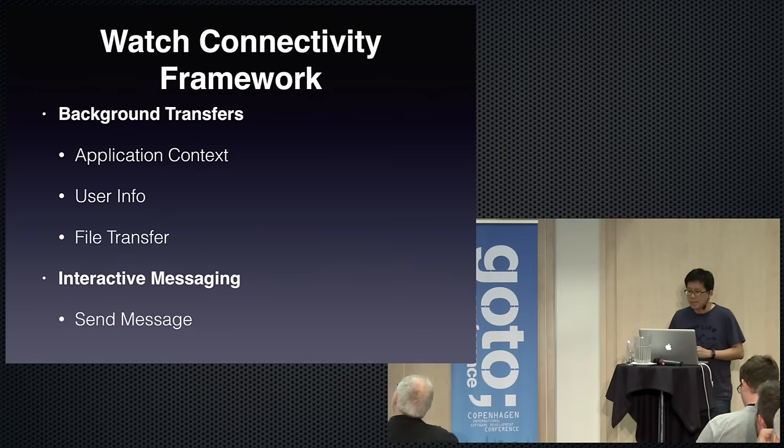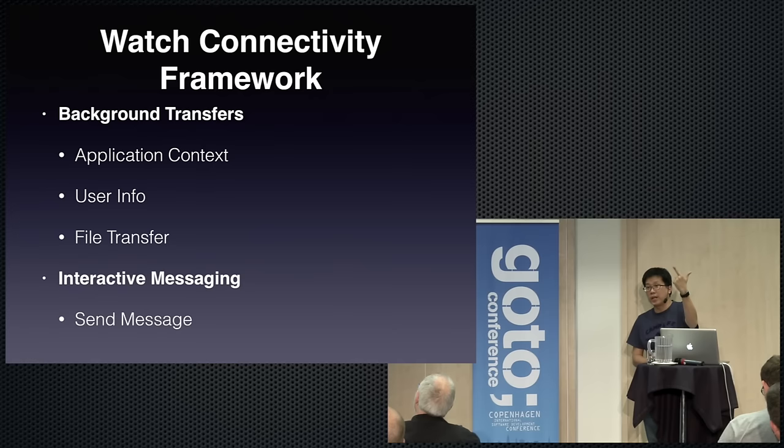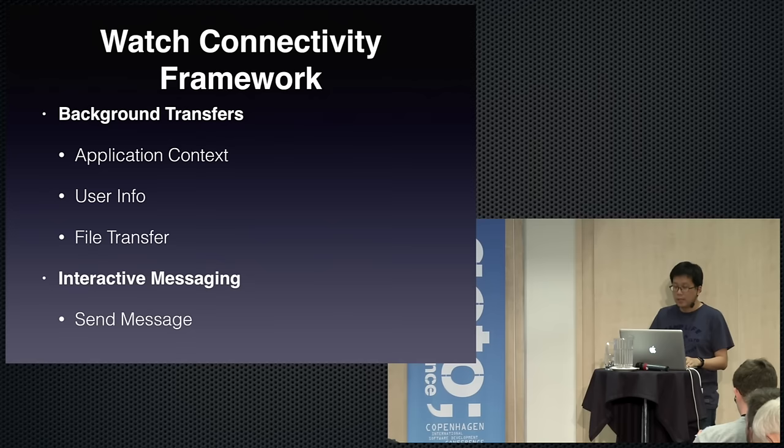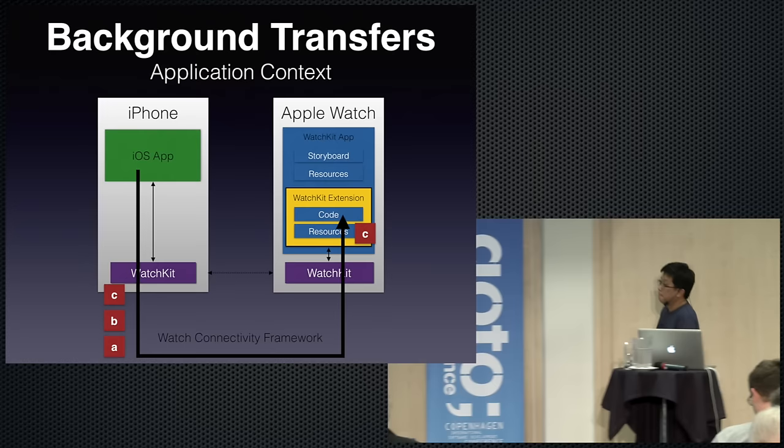So the Watch Connectivity Framework supports two types of communication, background communication as well as live communication. Now, for background communications, you have three different modes: application context, user info, file transfer. For the interactive messaging, you have send message. So what are all these different methods doing? Let me show you.